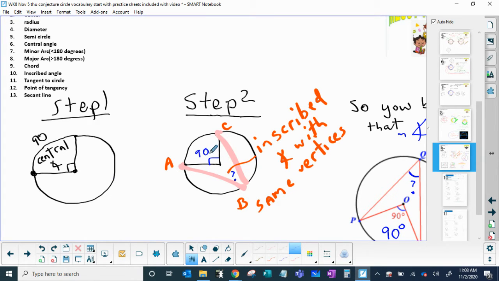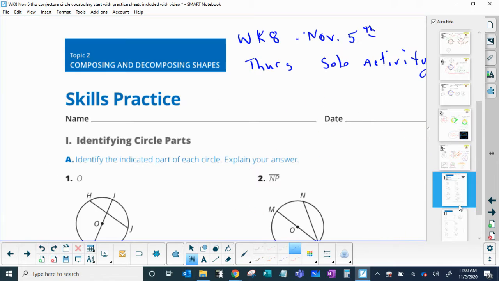So we got an angle, we have an arc. This is called an inscribed angle, this is called a central angle, and this is called an arc. So tons of vocabulary. All right, here's our practice for the day.